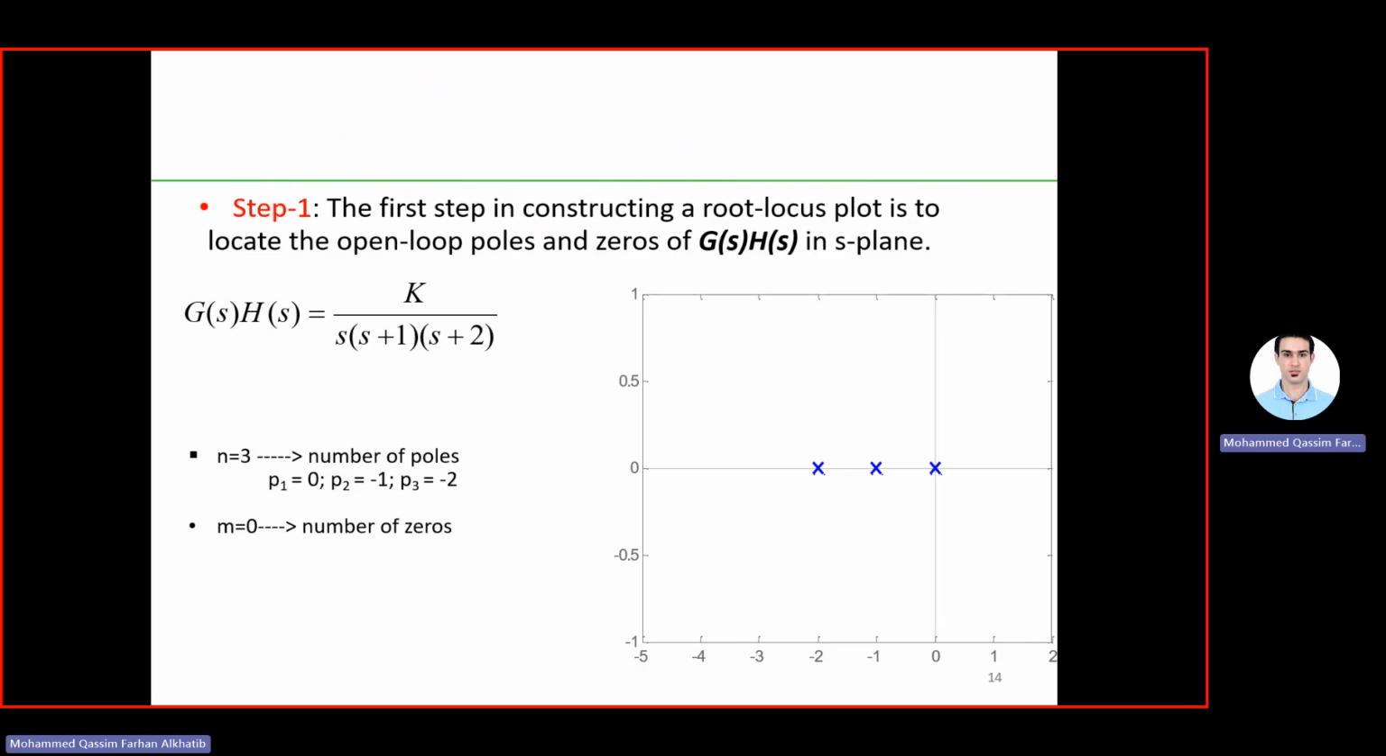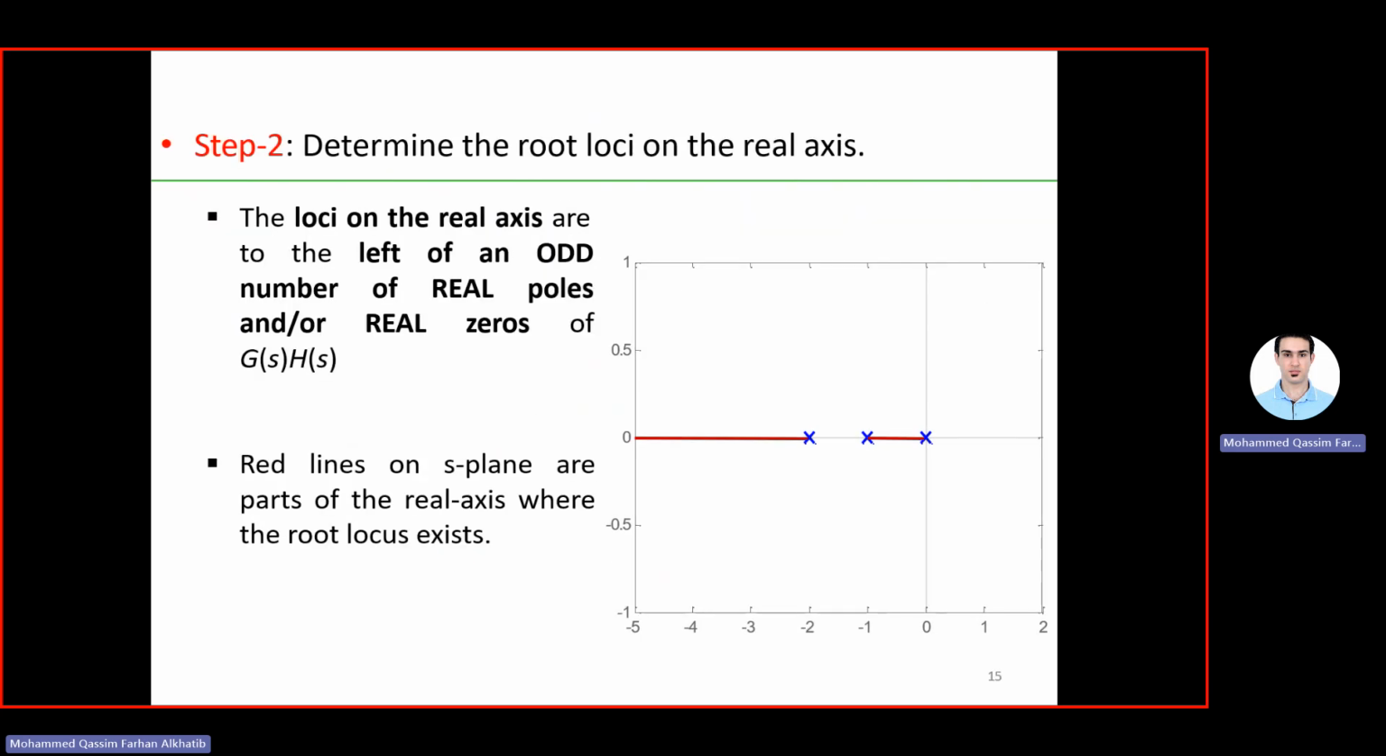Okay, so I have 3 poles, no zeros. So let's see how it started here. The root locus on the real axis is to the left of an odd number of real poles and zeros. The red lines in the S-plane are parts of the real axis where the root locus exists. So my lines should be here. And notice that these 2 lines will intersect at some point. This is not the drawing. This is just an initial sketch, my imagination.